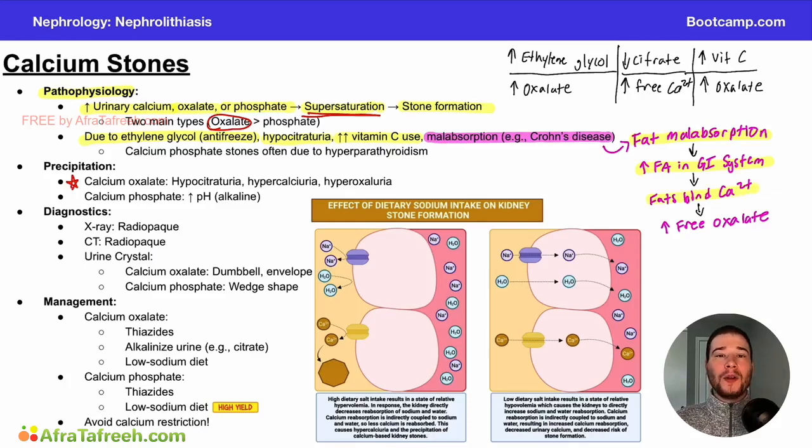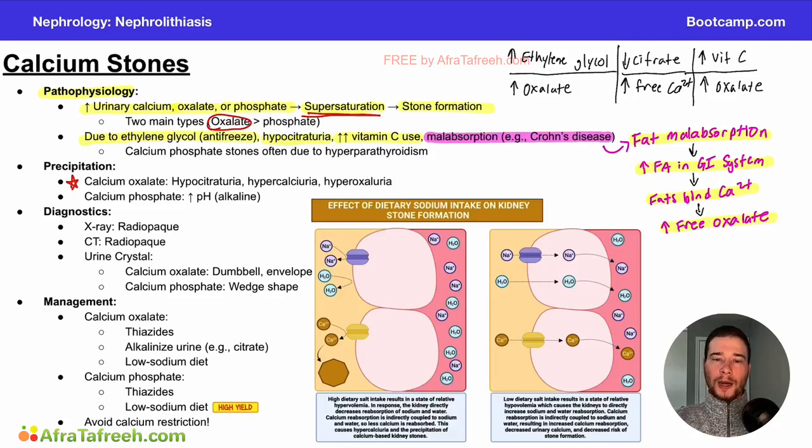And typically in a healthy individual, our calcium is actually binding to our oxalate. Our calcium will bind to our oxalate in the GI system and be excreted in the kidneys. But if we have so much fat in the GI system that it binds to the calcium instead, we have an increased amount of free oxalate that then gets reabsorbed into the body. And now we have an excessive amount of oxalate in the body. And so patients with these malabsorption conditions, Crohn's disease is the most common one they will ask you about, are at higher risk of developing calcium oxalate stones for this reason.